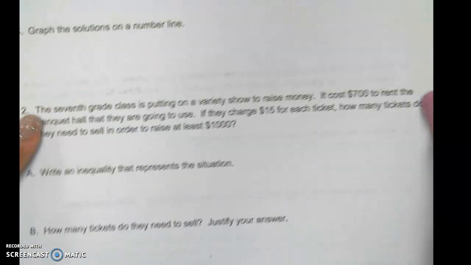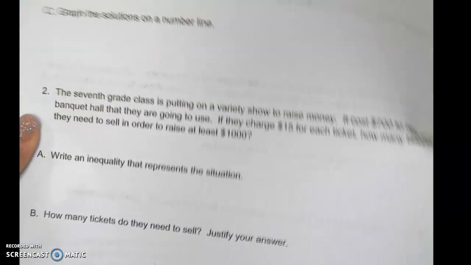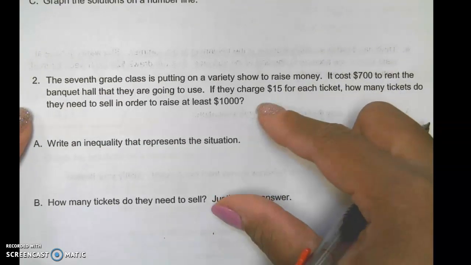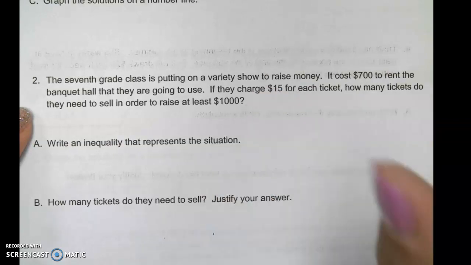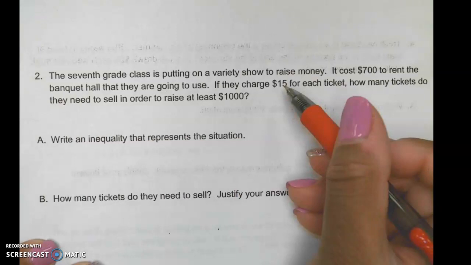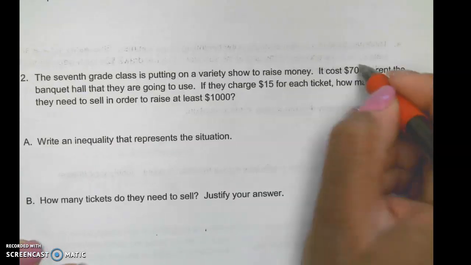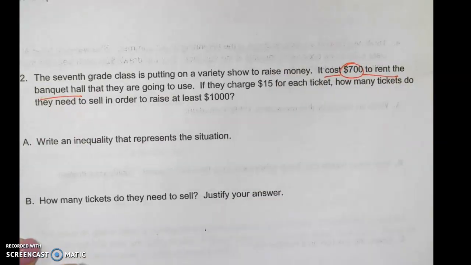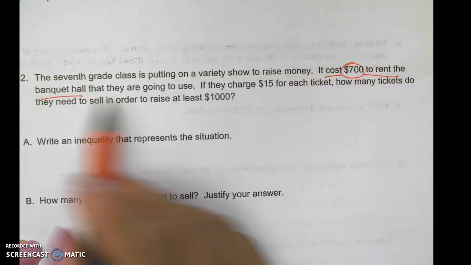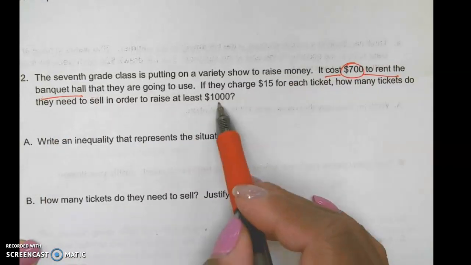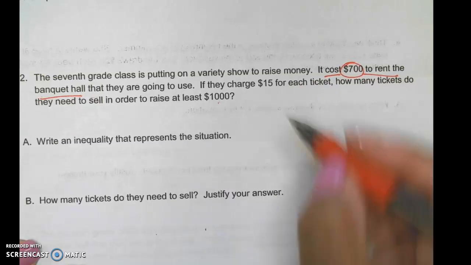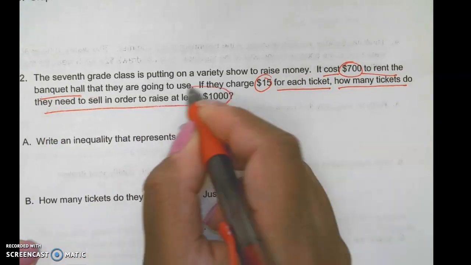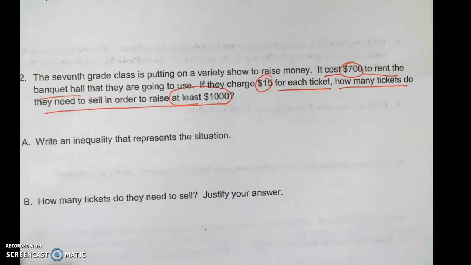I want to correct what I did for some in this class. I noticed that I was doing something a little bit wrong, and I want to show you the correct way to do this because it makes sense that way, and just watch. The 7th grade class is putting on a variety show to raise money. It costs $700 to rent the banquet hall that they're going to use. A cost is usually something negative when it comes to getting a total, and then I'm trying to raise a certain amount of money. If they charge $15 for each ticket, how many tickets do they need to sell in order to raise at least $1,000?